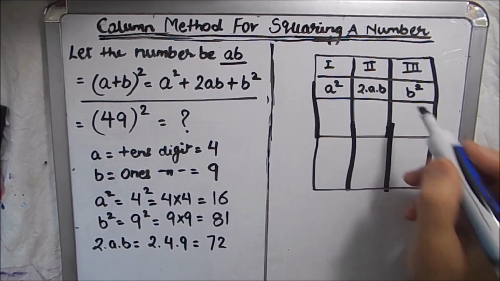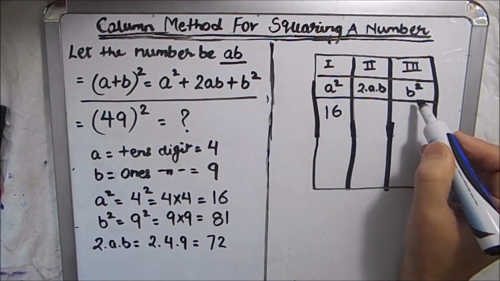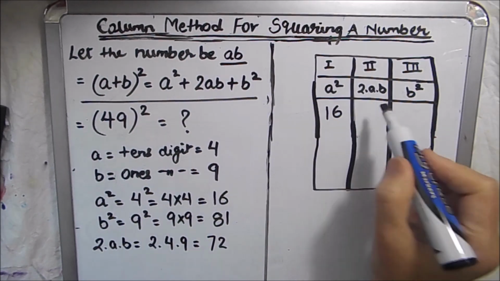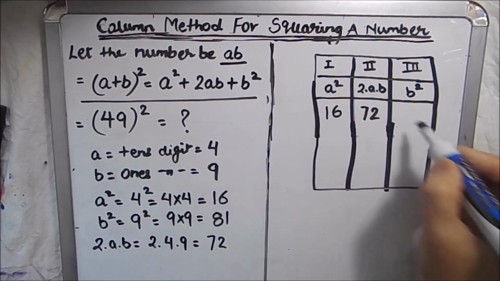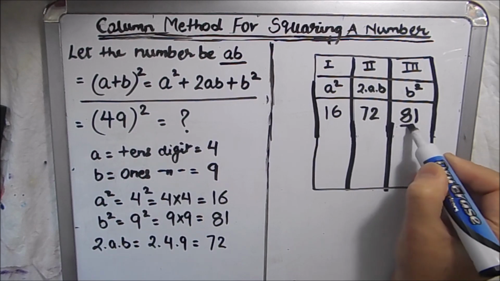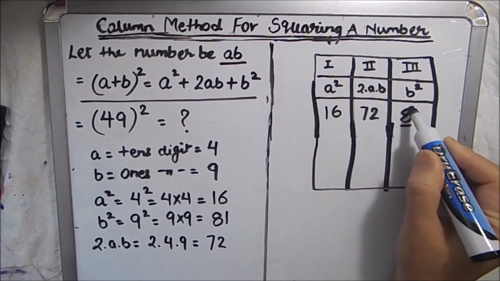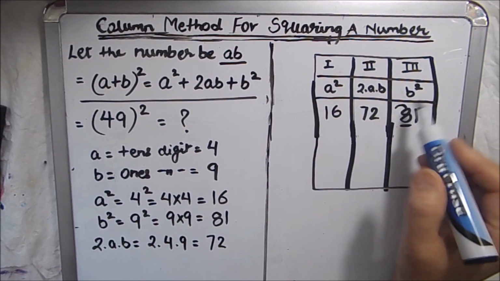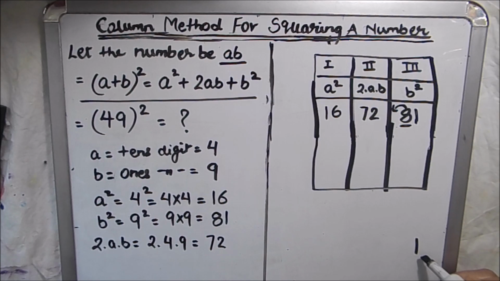So now we'll fill in the values here. Our first term is a², which is 16. The next one is 2 times a times b, which is 72. And our b² is 9², which is 81. Next step is to carry over the tens digit of the b² to the next column, the second column. We'll write the units digit here because this is going to be our final answer after squaring the number.